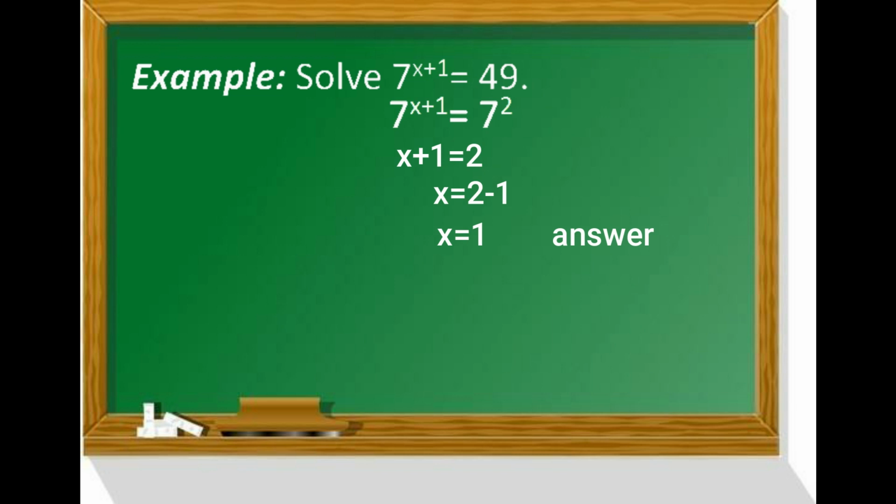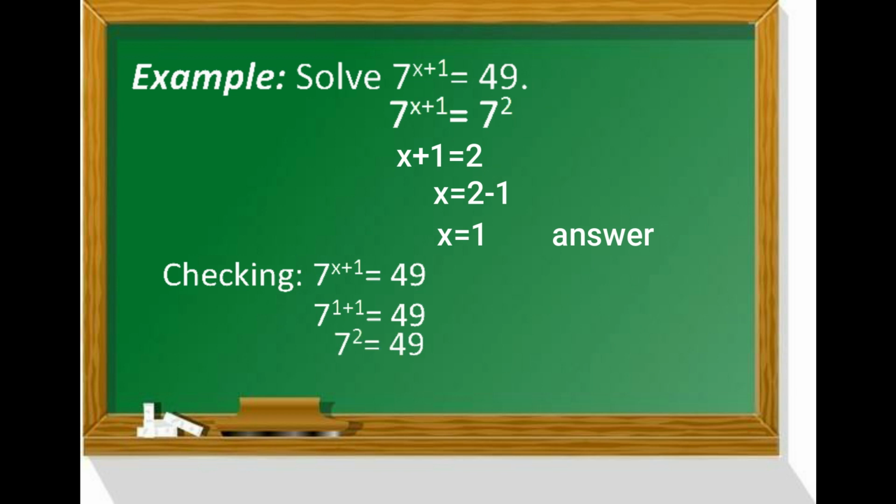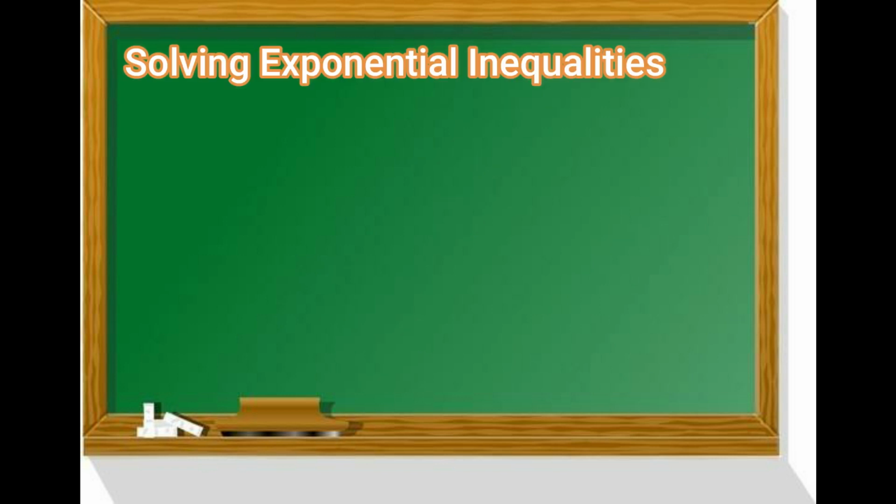Now, let us check if 1 is the solution to our exponential equation. Substitute 1 for x. So we have 7 raised to 1 plus 1 is equal to 49. 7 squared is equal to 49. Both sides are equal.